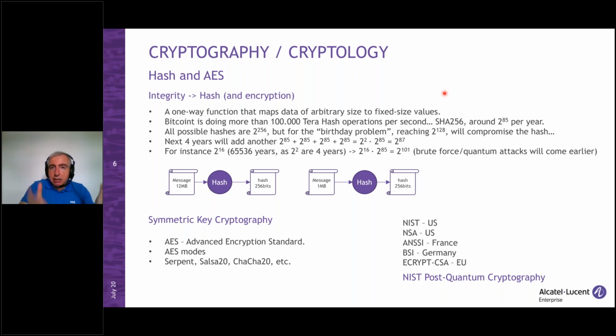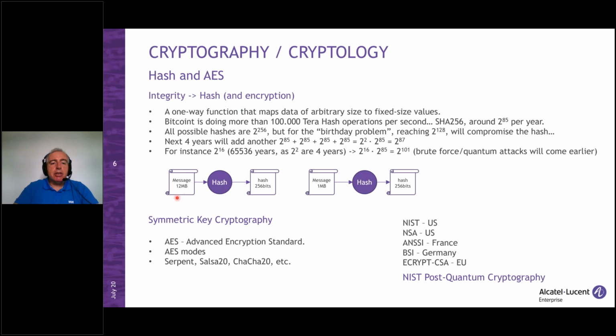So if we have a space of numbers, for instance, let's say the natural numbers, which is an infinite volume of numbers, and I want to compact them to, let's say, only the first 200 numbers, then I can create a function that will go from this space to this space. So this maps arbitrary size numbers to fixed size values. So this is the hash.